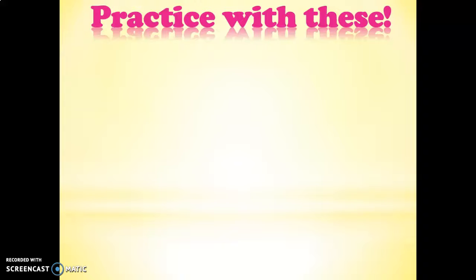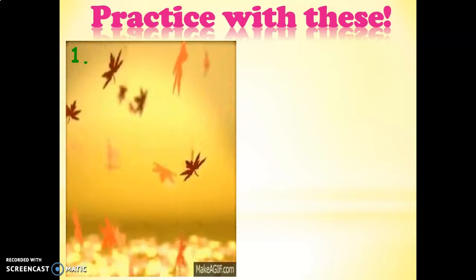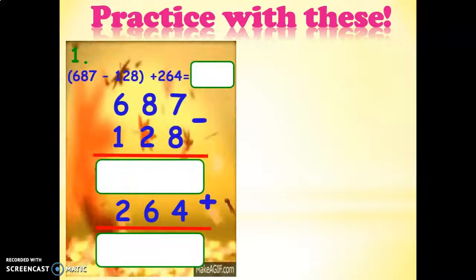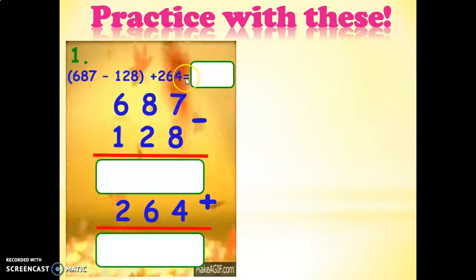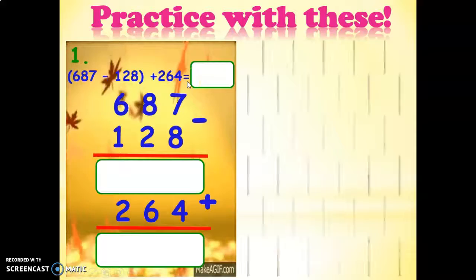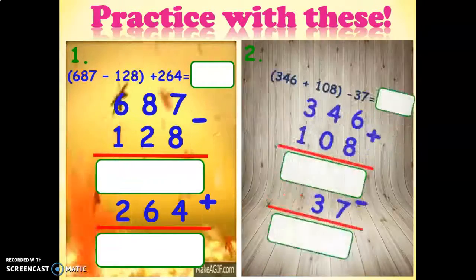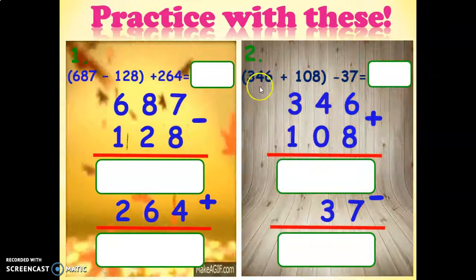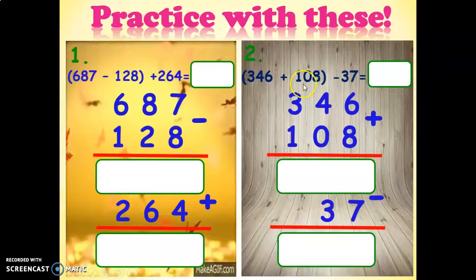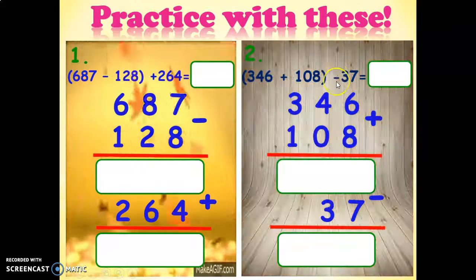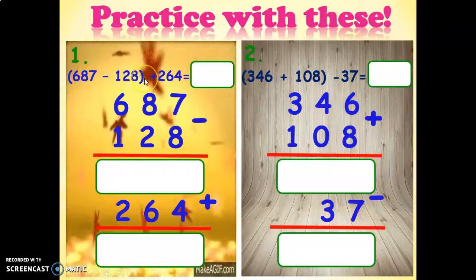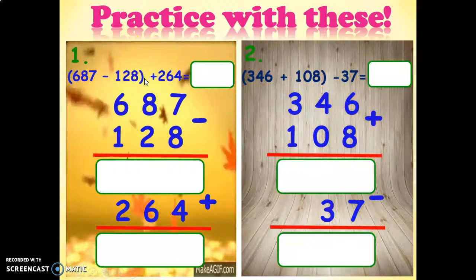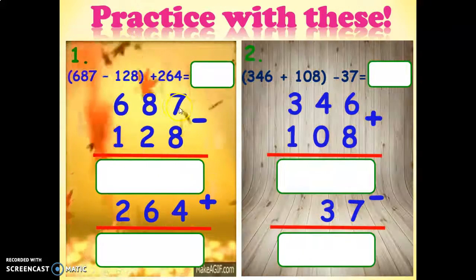Now try to practice with these examples. For number 1, inside the bracket we have 687 minus 128, plus 264. Let's try to find out the answer. And for number 2, inside the bracket you have 346 plus 108. Outside the bracket is minus 37. Let's try to think of the answers for this. So first, we must answer the operation inside the bracket.